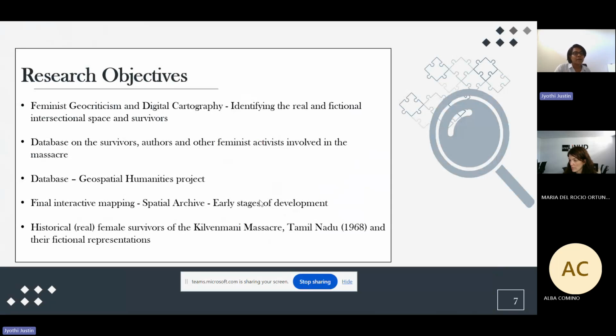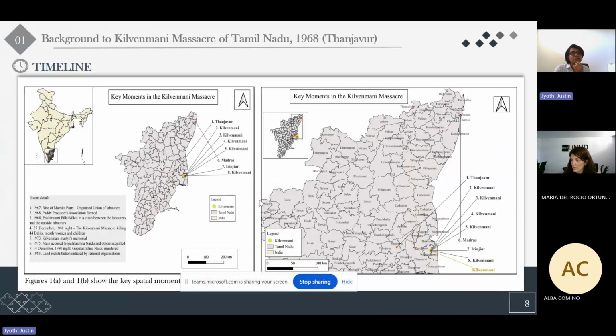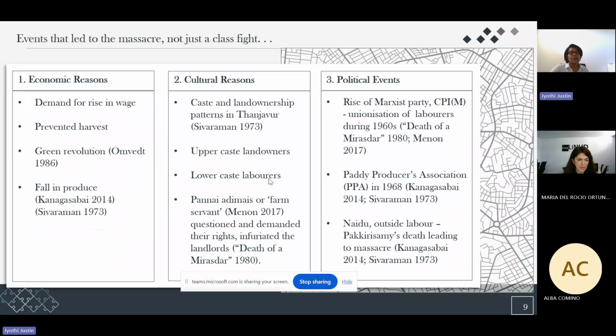So to give a background of Kilvenmani massacre, this actually took place in Kilvenmani, which is a small village in Tamil Nadu, India. So this is the actual map of India, and Tamil Nadu is a state which is located in the southern part of India. And there, we can see that the Dalits are mostly categorized based on their caste location in the outskirts of villages. So what actually happened during the massacre is not researched in detail.